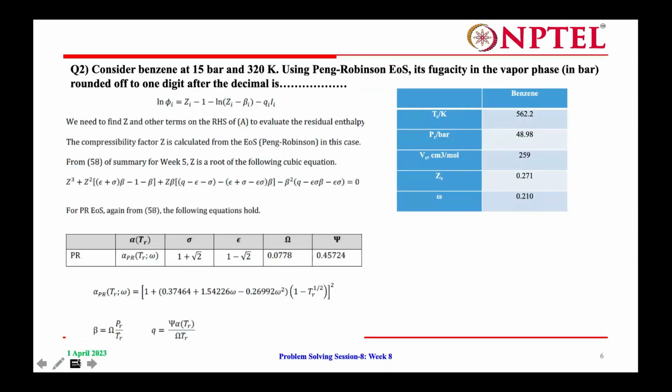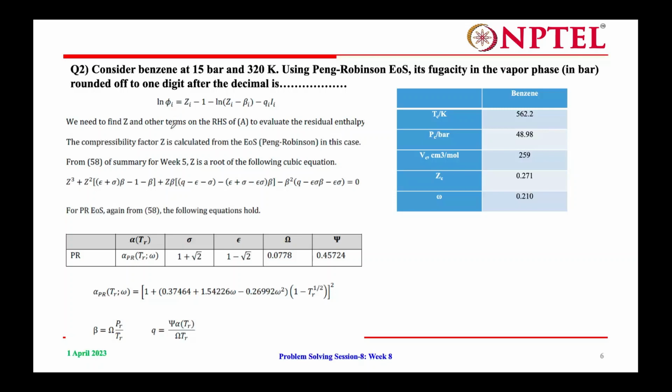Moving to question number 2. Consider benzene at 15 bar and 320 Kelvin. Using the Peng-Robinson equation of state, calculate its fugacity in the vapor phase. So you have to calculate the fugacity using the Peng-Robinson equations.